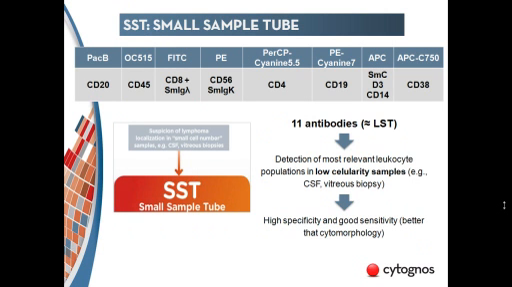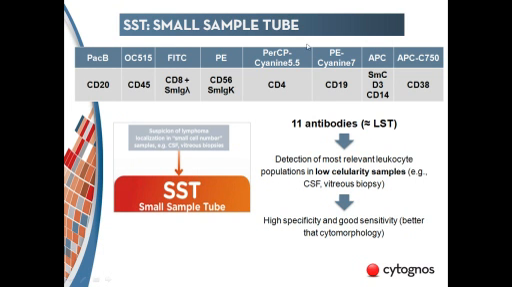Next tube is SST. It's like a variation of the LST. In this case, instead of 12, we have 11 antibodies, and it's designed for the study of small samples, like vitreous biopsies, CSF, vitreous tumor. So every time that you have these kinds of samples in your lab, instead of applying the LST or the ALOT, we are going to apply the SST, the small sample tube.